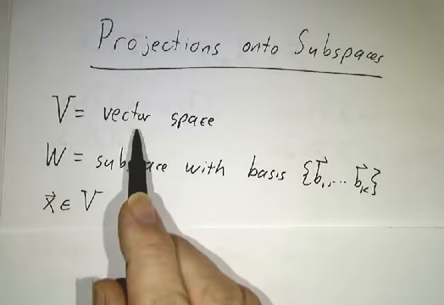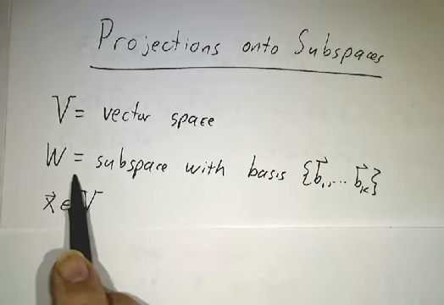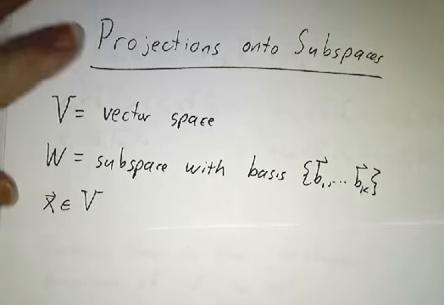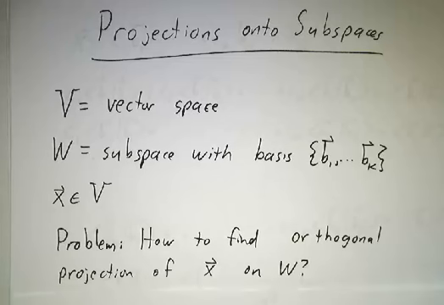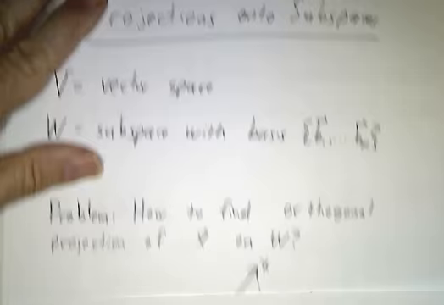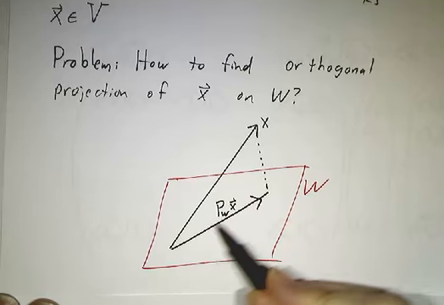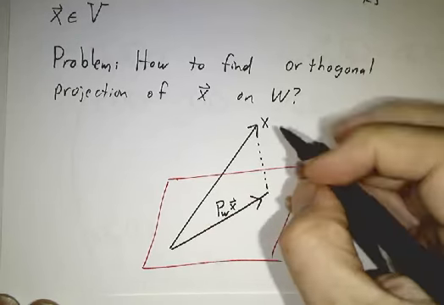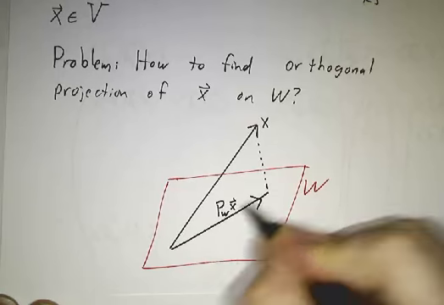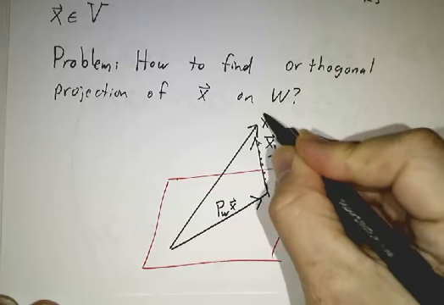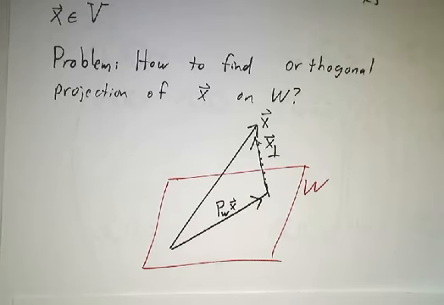So let's suppose we have a vector space V, and we have a subspace W which has some basis b1 through bk, so it's a k-dimensional subspace, and we have some vector x in V. And our problem is we want to project x onto W in an orthogonal way. That is, if here's W and here's x, we want to break x up into two pieces. One piece that's in W, and we call that the projection onto W of x, and the other piece that's perpendicular to W, and we'll call that x perp. Okay, so how do we find P_W of x?